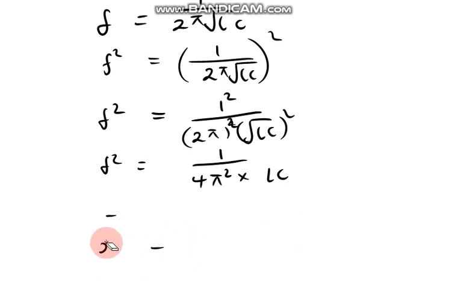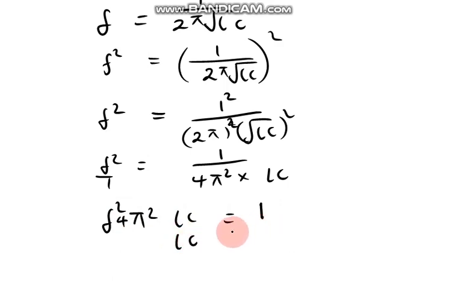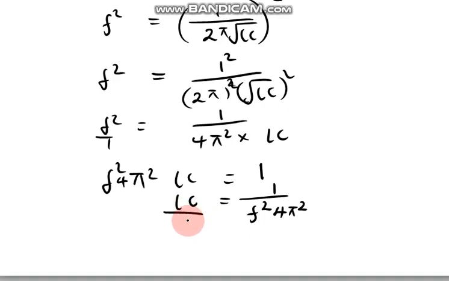What we are going to do now is cross multiply. We can cross multiply here. f squared times 4 pi squared LC equal to 1. So that we have that LC, we divide both sides by everything that doesn't need to stand alone, equal to 1 over f squared 4 pi squared. And then we divide both sides by our C. That means that L is equal to 1 over f squared 4 pi squared, divided by C.